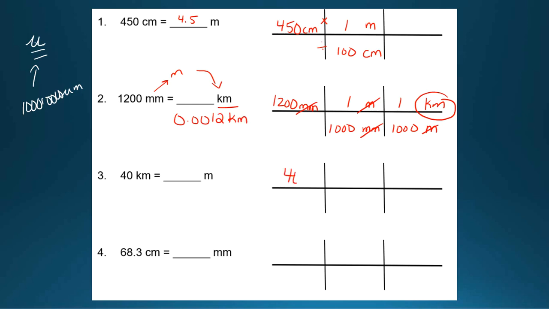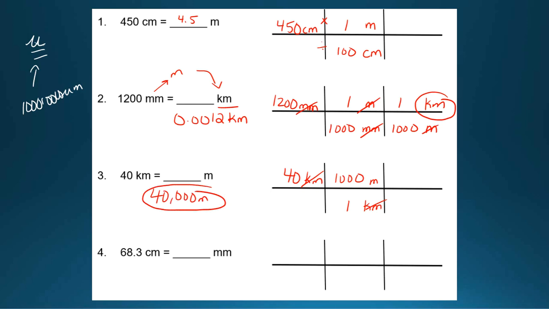Next one, 40 kilometers converted to meters. This is just a 1-step equation, so 40 kilometers. Write kilometers down here, meters up here, kilometers is canceled. Fill in our conversion factor. 1 kilometer contains 1,000 meters. Multiply across the top. 40 times 1,000 is 40,000 meters.